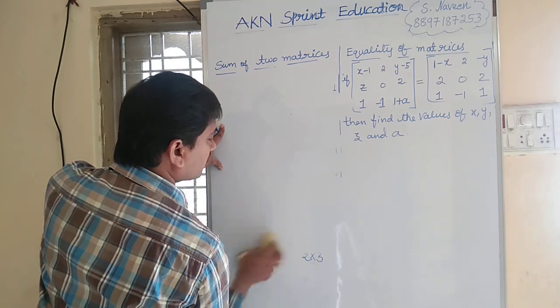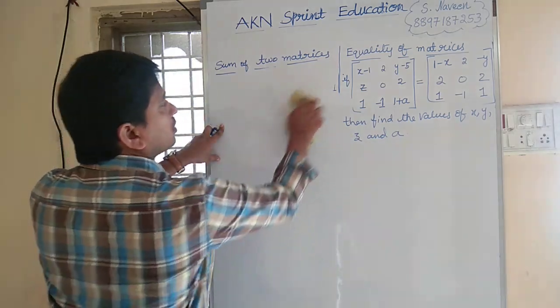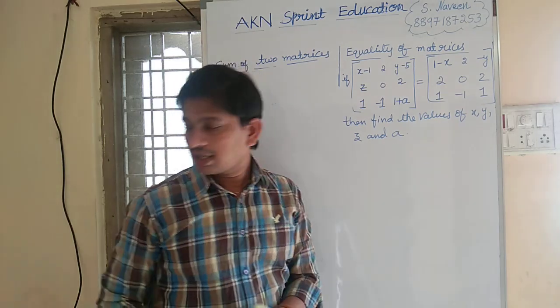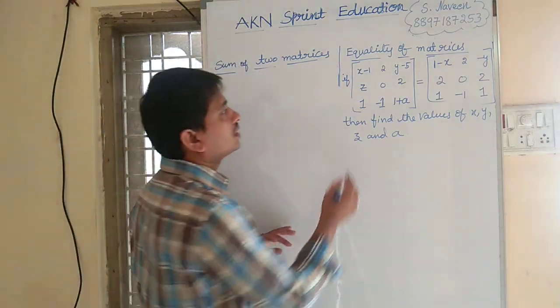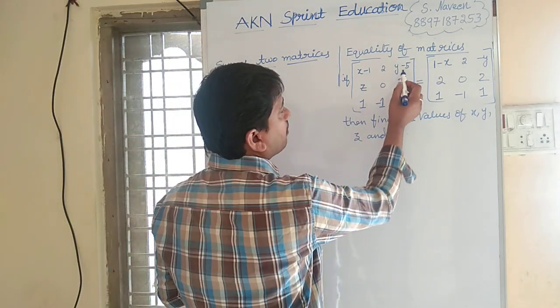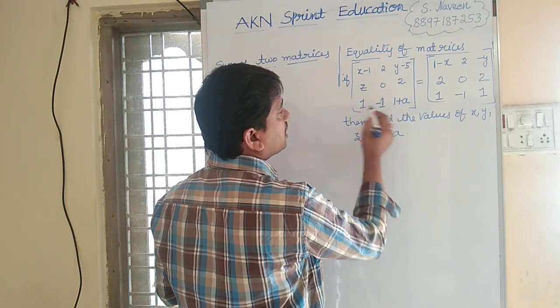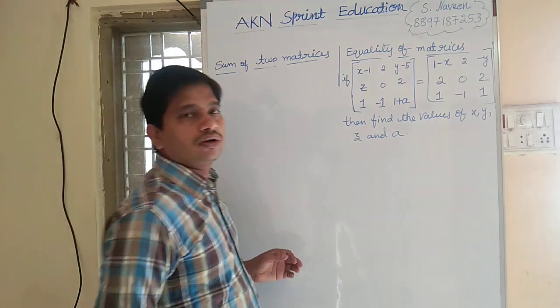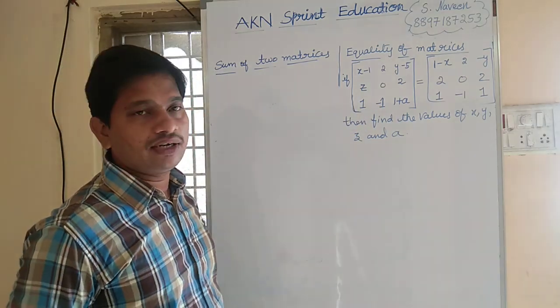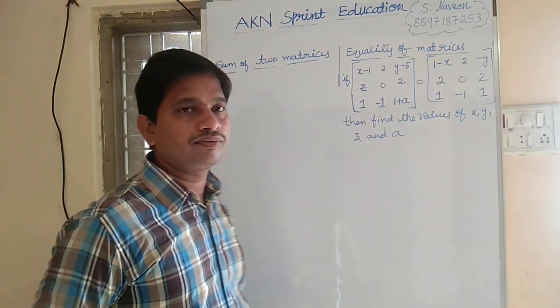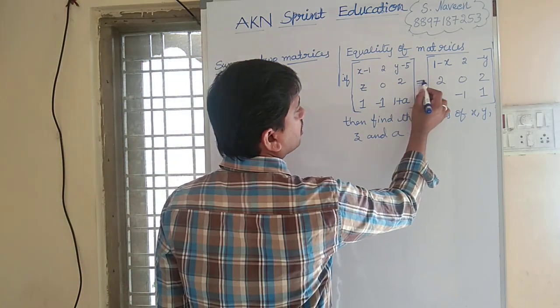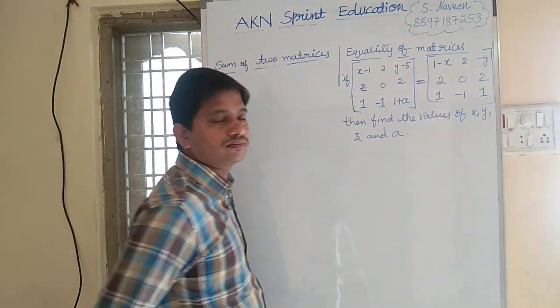Given A equal to, you can observe here, x minus 1, 2, y minus 5, z, 0, 2, 1, minus 1, 1 plus a. These are the elements in the matrix on the left hand side, and this is the right hand side. In between, what is there, children? In between we have an equal sign.